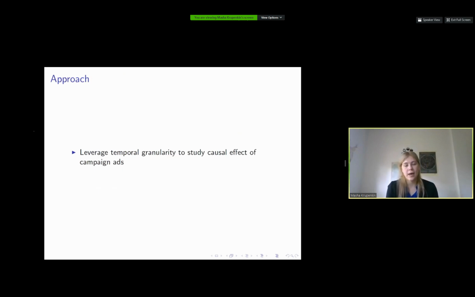So the approach that I used was I wanted to leverage the temporal granularity to study the causal effect of campaign ads. Basically, I would be looking at searches before and after a campaign ad ran. That way we have a really great causal inference strategy. You look 2 minutes before and 2 minutes after, but at the same time, it's in the real world. It's in the field.